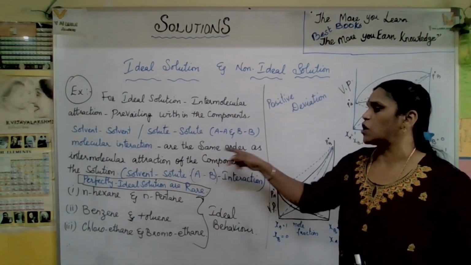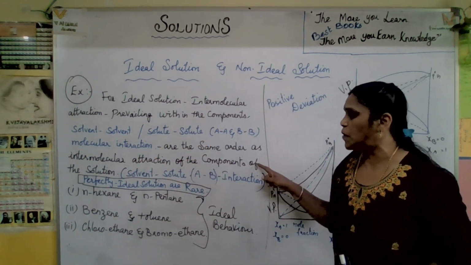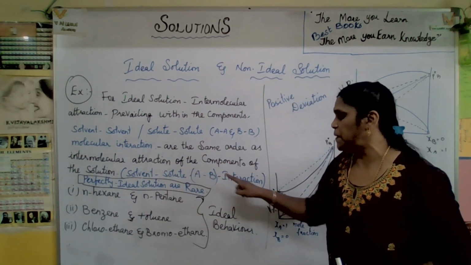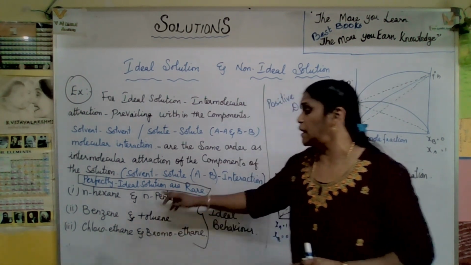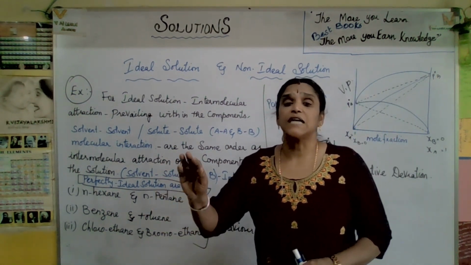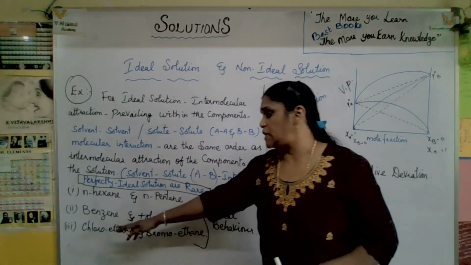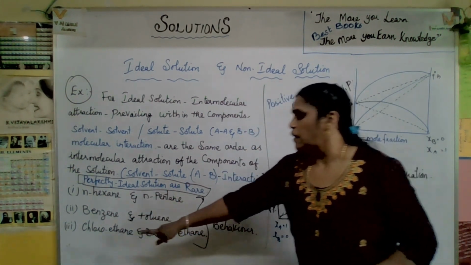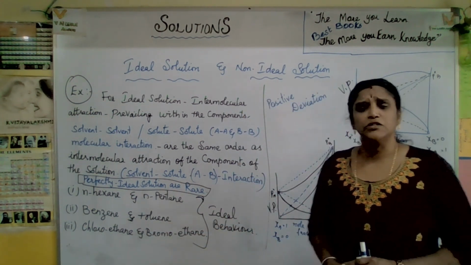Molecular interactions are of the same order as the intermolecular attraction of the components of the solution, solvent and solute, that is, the A and B interaction. Generally you cannot find a perfectly ideal solution; it is very rare. But still there is a chance of getting an ideal solution. So what are the examples of ideal solution? N-hexane and n-pentane, benzene and toluene, chloroethane and bromoethane. These all belong to ideal solutions.